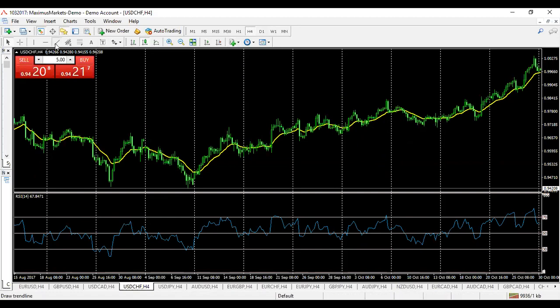For instance, let me draw channels here so you guys can see. Remember the rules, connect two at least. The same rules apply to drawing a channel. At least two must be connected. Can you see this? This is a kind of channel.